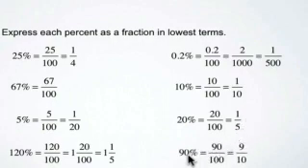And finally, 90% is 90 over 100. In this case, 10 is what divides evenly into the top and the bottom. 90 divided by 10 is 9. 100 divided by 10 is 10. So 90% in lowest terms is 9/10.